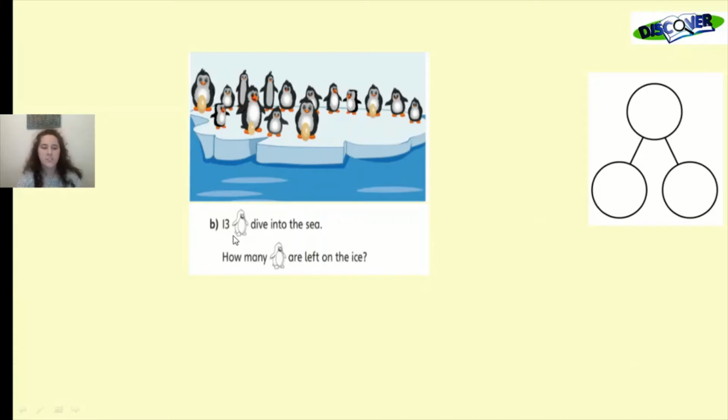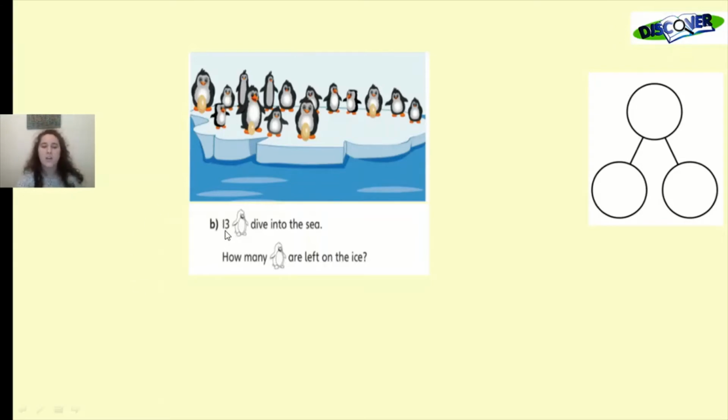Our first question says, 13 penguins dive into the sea. How many penguins are left on the ice? Now, the first thing we're going to need to do is find out how many penguins have started on the ice. Do you think you could pause the video and count them to see how many there are? I'll wait here. Have you done that? Amazing. How many penguins are on the ice? Well done, you're right, there are 15 penguins on the ice.